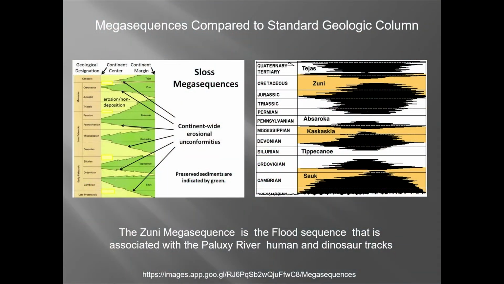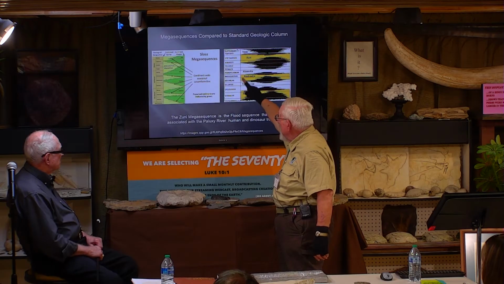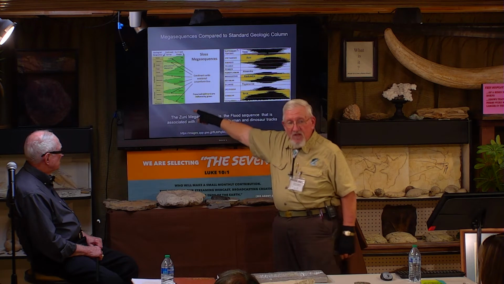This is ICR's scenario. I like it. I think it's a good idea. They're using the word mega sequence here, which means many sequences put together in one layer, okay? Mega Zuni, Mega Absaroka, Mega Tejas, Mega Kaskaskia, and so on and so forth. All right? And you see that they actually take into consideration several of the geologic layers of the geologic column.